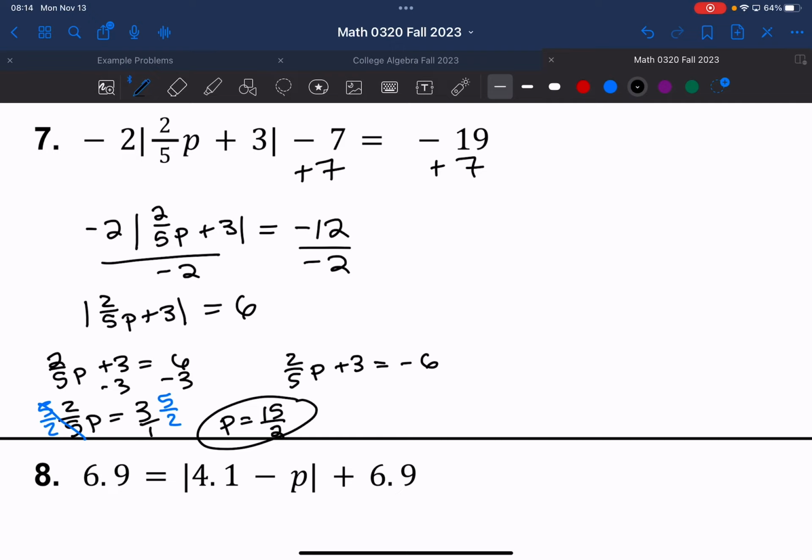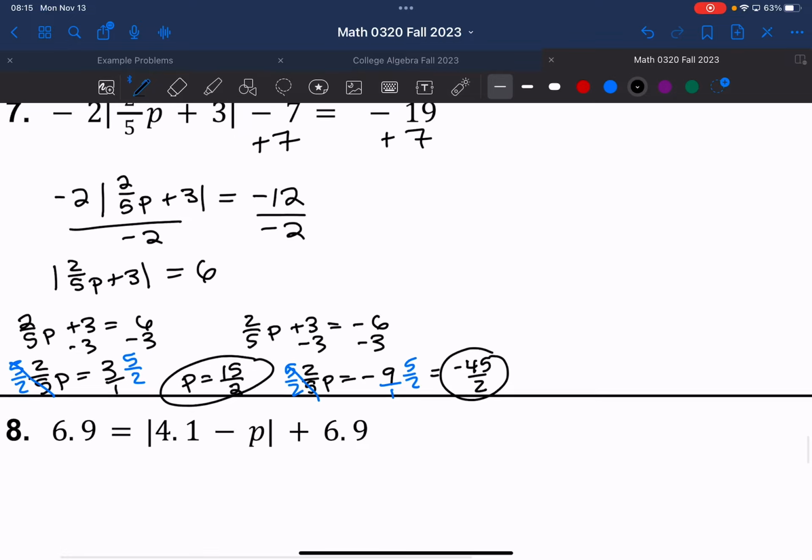On the next one, I'm going to subtract 3, and I get 2/5 p is equal to negative 9. What am I multiplying both sides by to get p by itself? Good, 5 over 2. That cancels out that 2/5. And then I have negative 45 over 2. Again, just leaving them as fractions. Can I automatically say this is my answer? No. What do I have to do next?